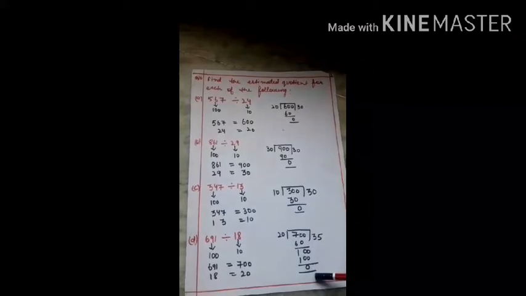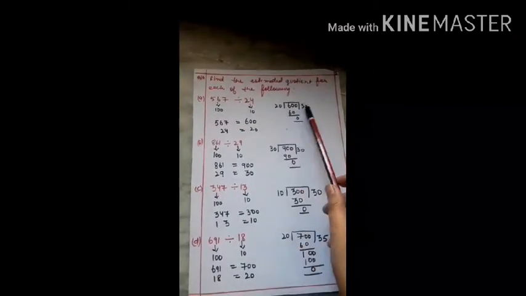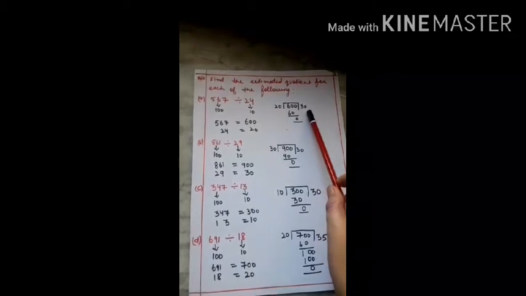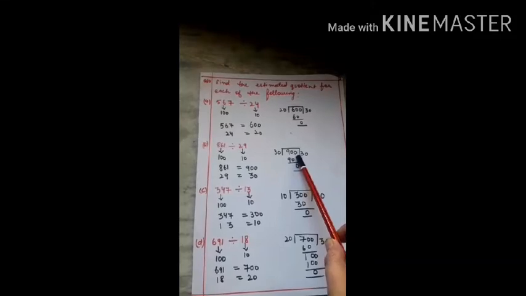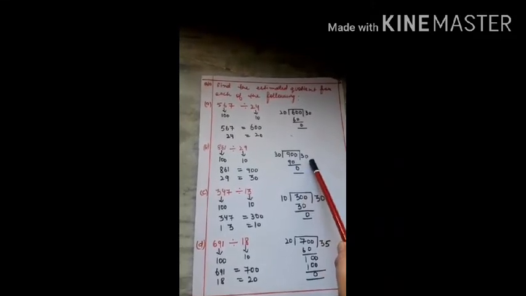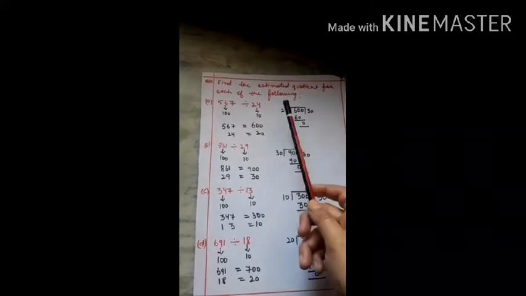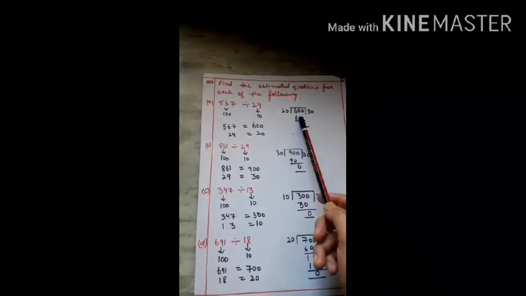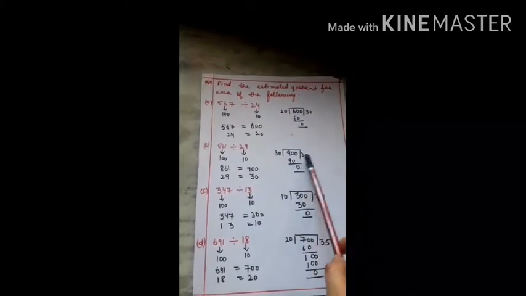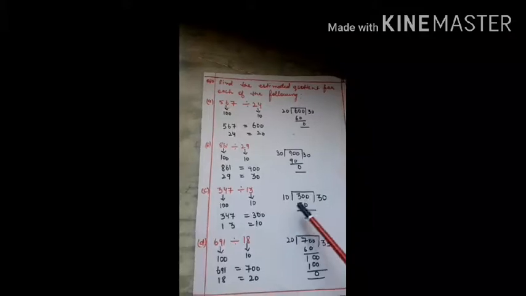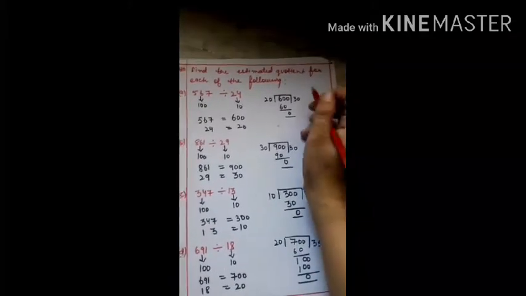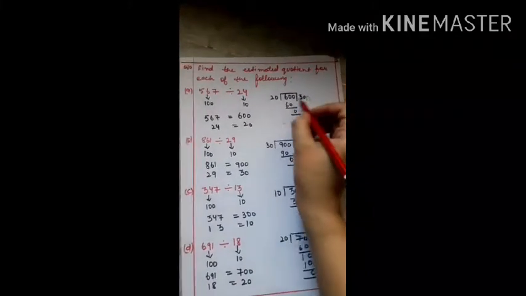You have to simply divide them. 20 into 3 is 60. I am left with 0 here, so I'll write 0 here. Same as this, 30 into 3 is 90. I am left with 0 here, so I'm writing 0 here. Or simply you can do 20 into 30 is 600. 30 into 30 is 900. 10 into 300. Simply what you can do? 20 into 300 is 600.